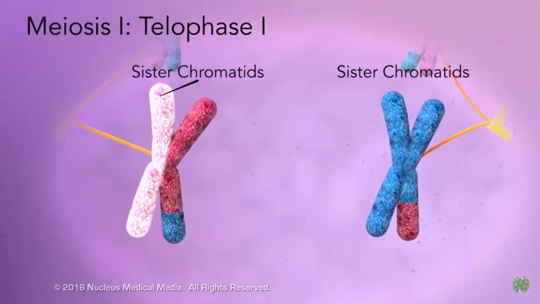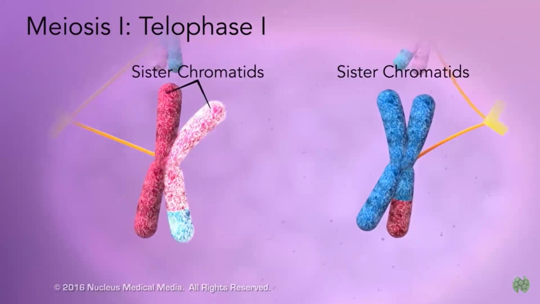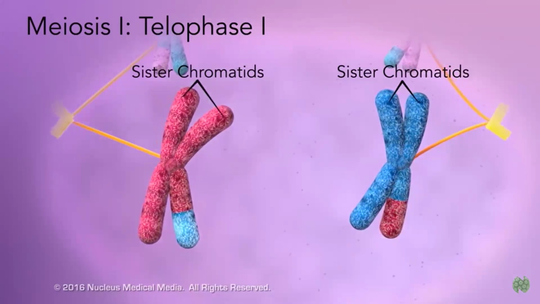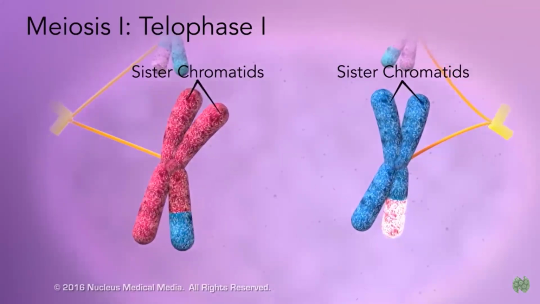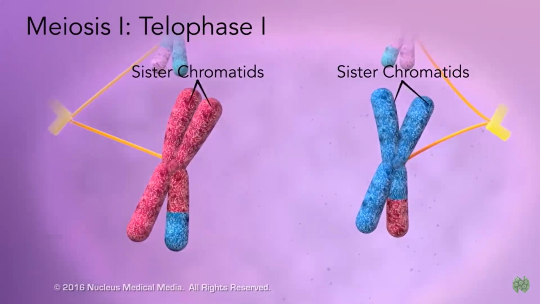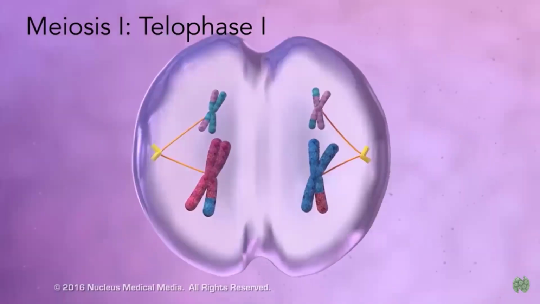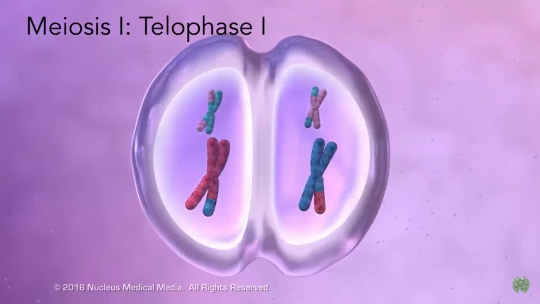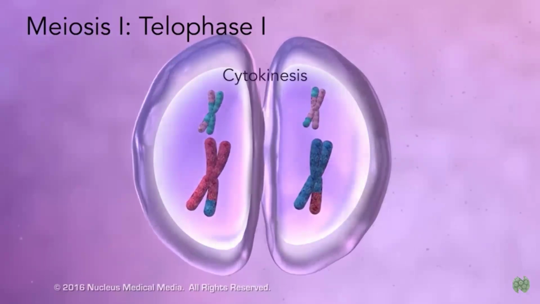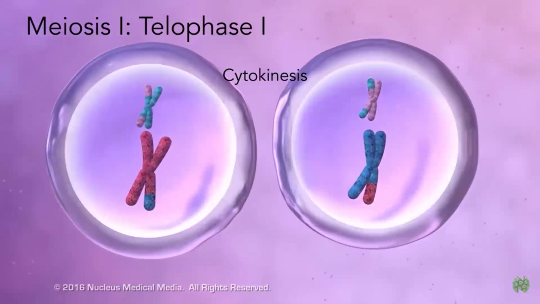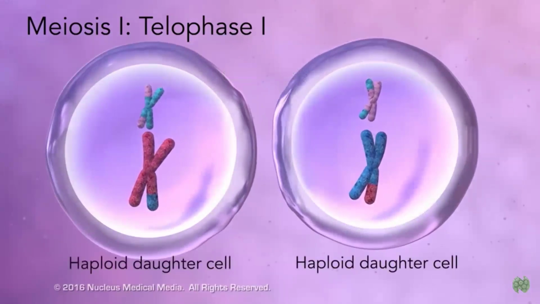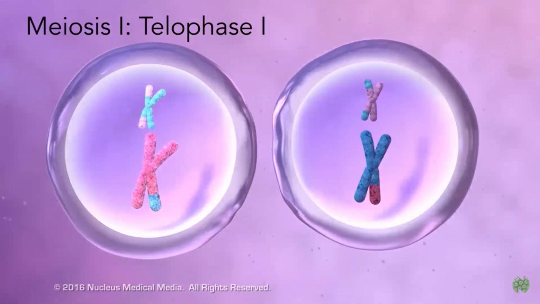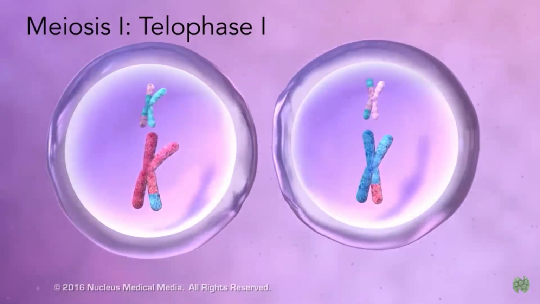However, each chromosome still consists of sister chromatids. Keep in mind that each chromosome's sister chromatids are no longer identical because of the allele exchange that happened during crossing over. Then, spindle fibers disappear and the nuclear membrane reforms around the chromosomes. Finally, cytokinesis occurs. Meiosis I ends with two genetically different haploid daughter cells. Each haploid cell contains only one set of chromosomes, consisting of paired sister chromatids.